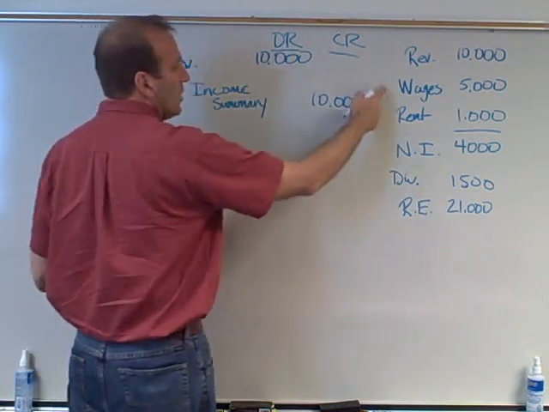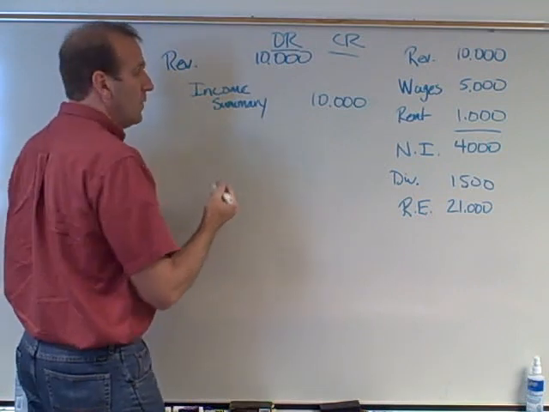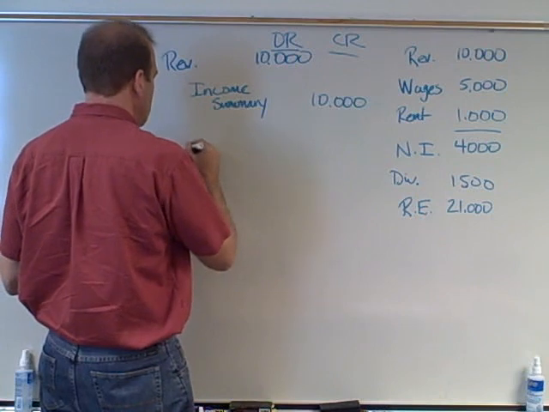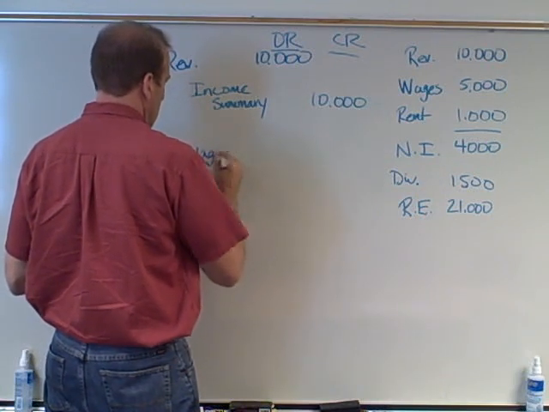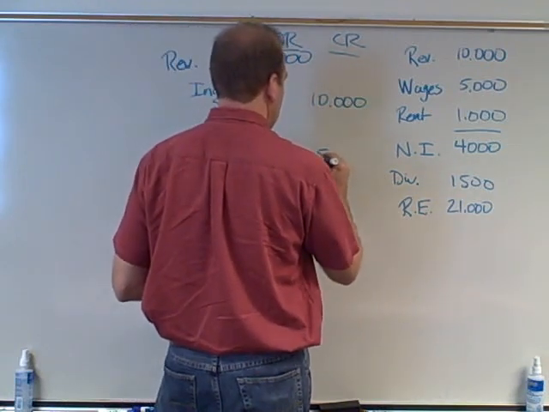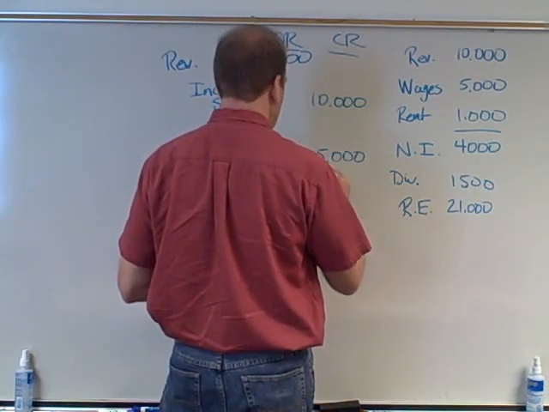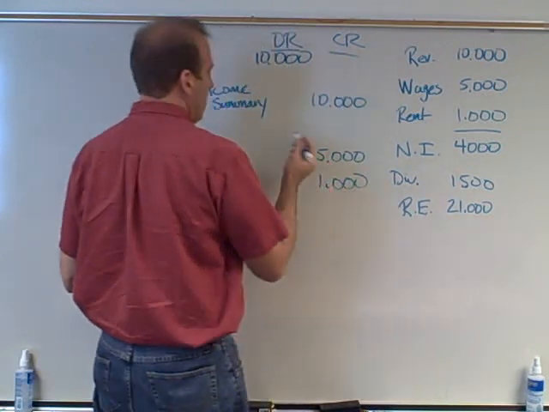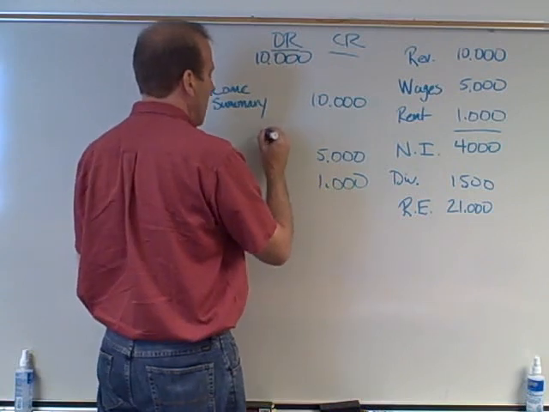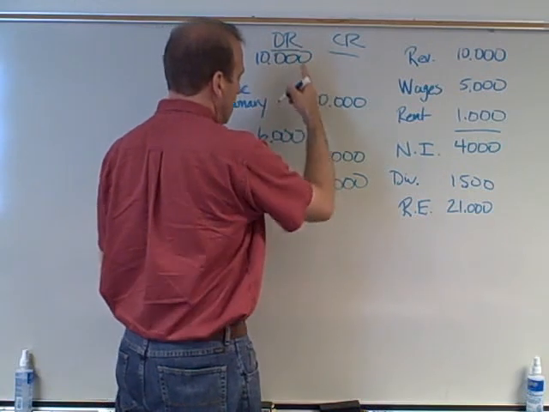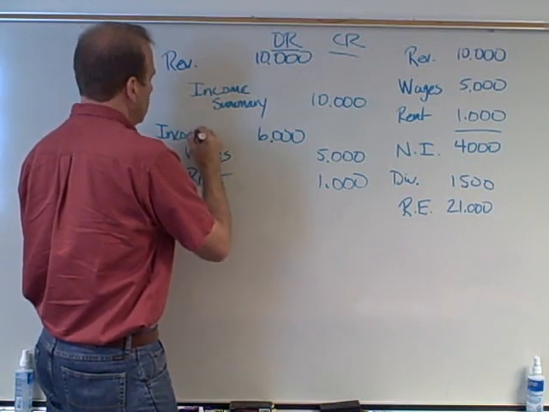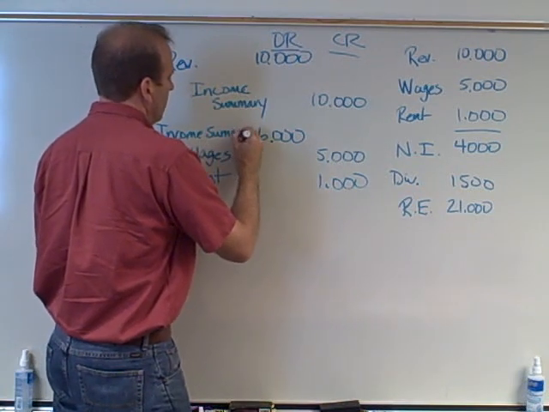The second step is to close out the expense accounts. Well, expenses have debit balances, so we're going to have to credit them. So I'm going to credit wages and credit rent. So wages, $5,000. Rent, $1,000. Now, you know that every single transaction has to balance out. So we have to have $6,000 of debit because we've got $6,000 of credit. Well, where are we going to put that? In the same new account, income summary.